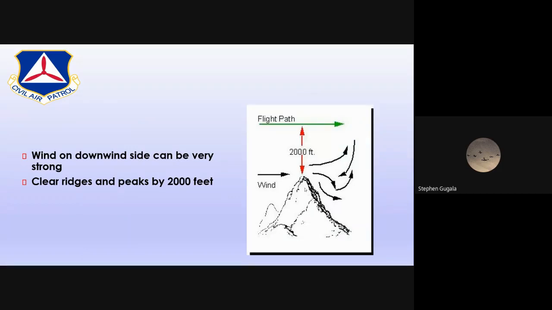Referring to the mountains, the thing you need to be aware of is the downside of a mountain range. When the wind comes across, you can get severe downdrafts, very strong. And if you're motoring through here in your Cessna 172, you can become a downgoing elevator very quickly. And depending on the terrain below, could be catastrophic. Typically, you want to clear ridges and peaks at 2,000 feet if possible.